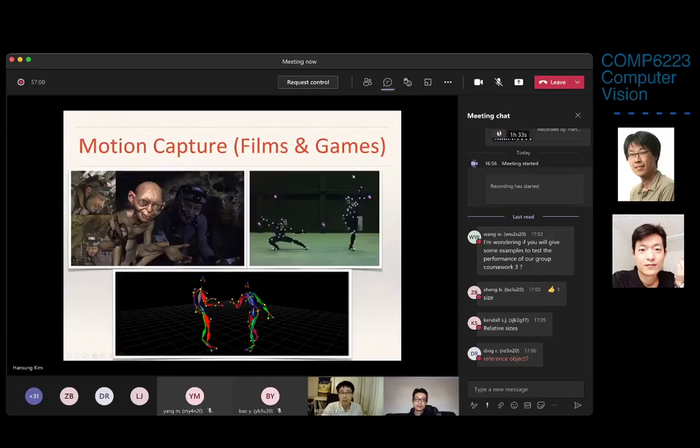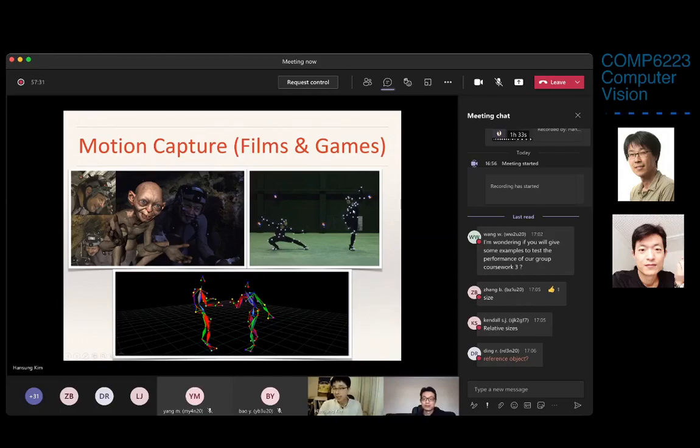And you can also find some motion capture systems in film and game production. Traditionally, in this kind of industry, they use motion capture systems with sensors. They attach sensors to their body and perform some actions, and then they overlay a 3D computer character on them. So this is Gollum, but actually this is a real actor acting as Gollum.